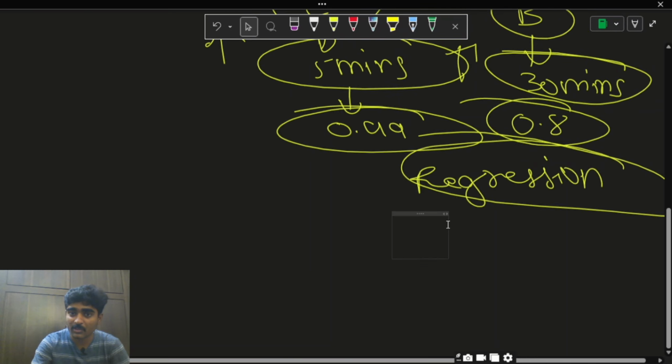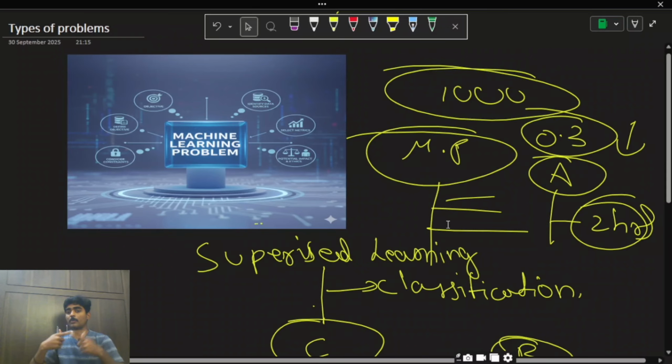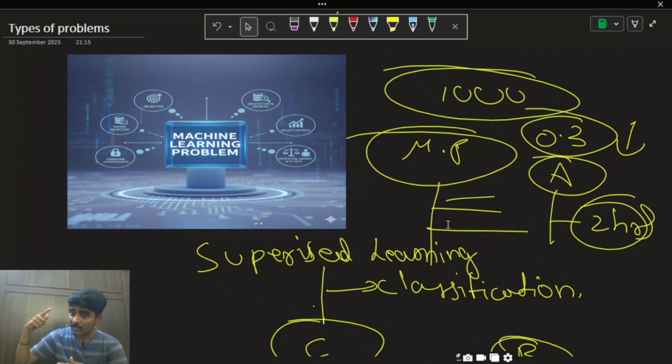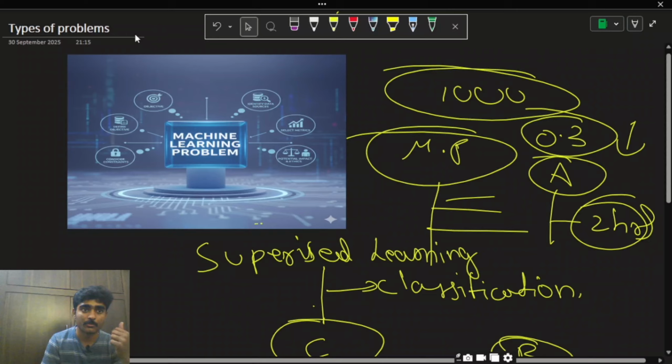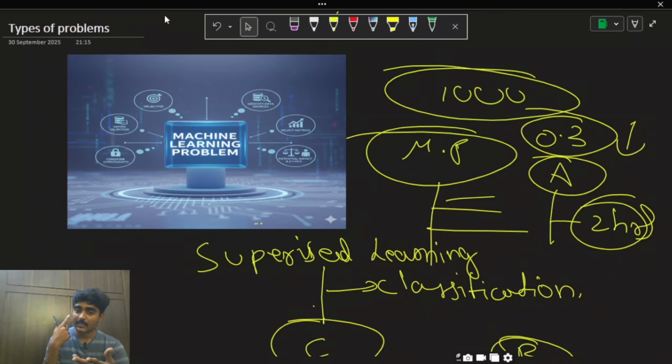So in this way you initially define the problem, whether it's supervised, unsupervised, semi-supervised or reinforcement learning. After you figure out which type of problem, you again do the subdivision, whether it is classification or regression. So these are the different types of problems. Firstly you find out it is a machine learning problem, then supervised, unsupervised, semi-supervised or reinforcement, and then in that you find out whether it's classification or regression.